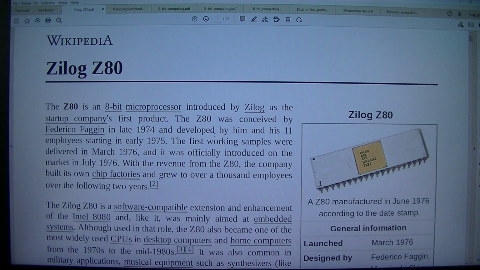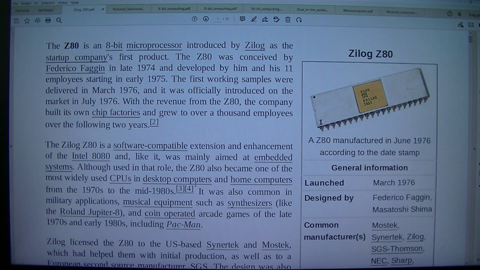The Z80 was conceived by Federico Faggin in late 1974 and developed by him and his 11 employees starting in early 1975. The first working samples were delivered in March 1976, and it was officially introduced on the market in July 1976. With the revenue from the Z80, the company built its own chip factories and grew to over 1,000 employees over the following 2 years.